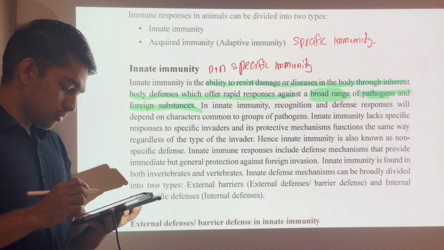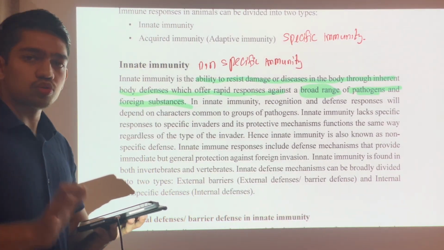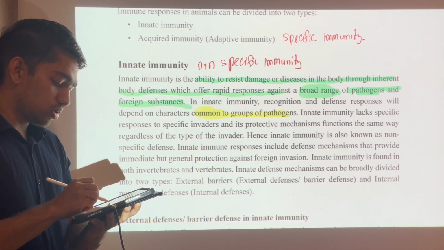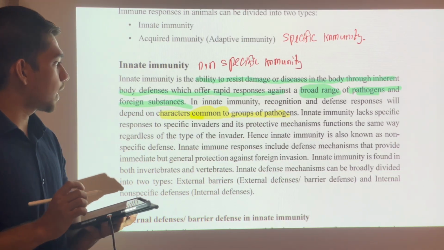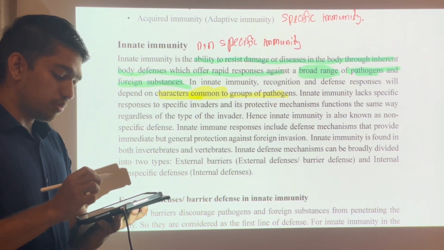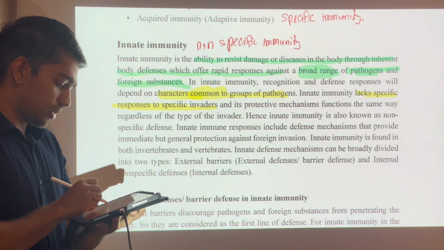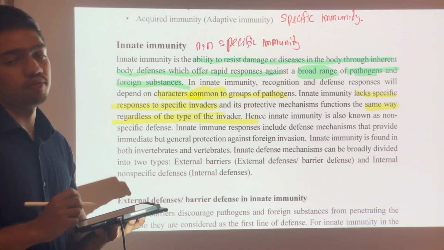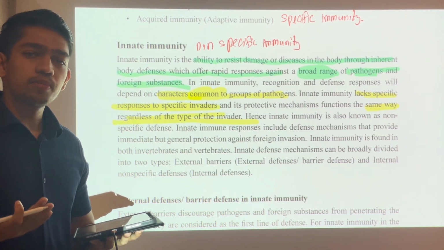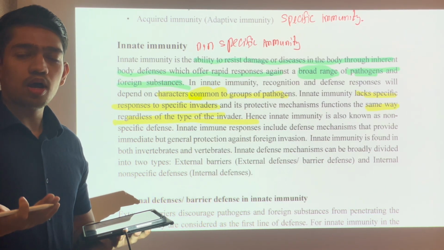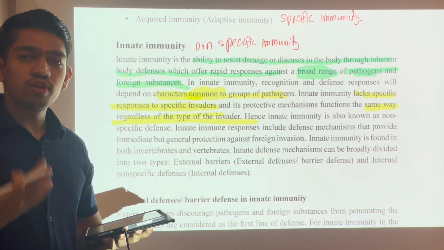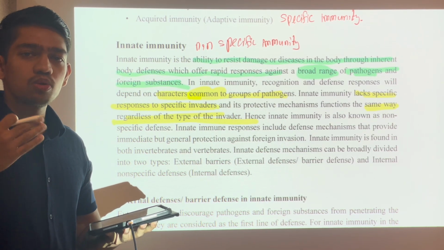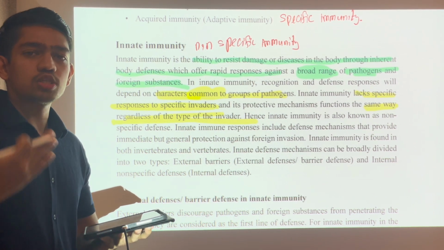So the recognition and defense responses of your innate immunity will depend on characters common to groups of pathogens, right? So it depends on common characters, right? Then innate immunity lacks specific responses to specific invaders, and its protective mechanism functions the same way regardless of the type of invader. So imagine your innate immunity as sort of the ready army in a country, right? So that army is always available to respond to any type of threat, right? But that army is the only army that is ready at the moment to respond to any threat.